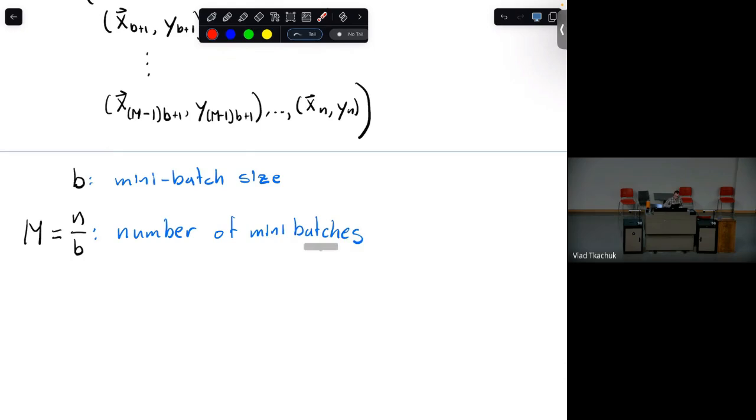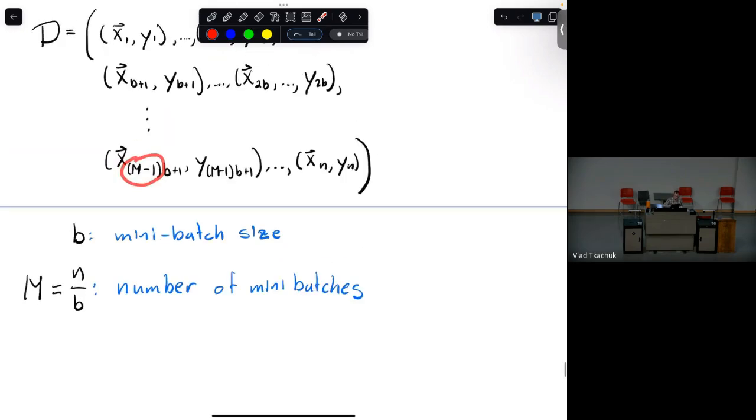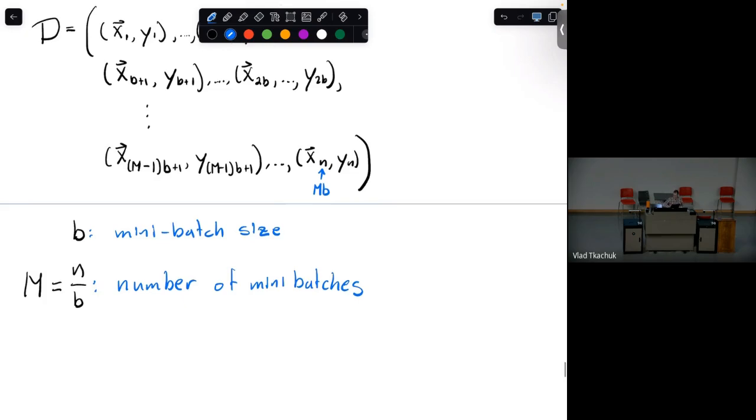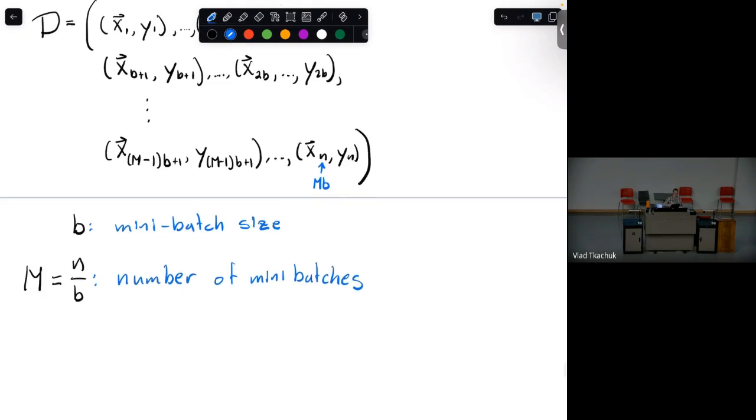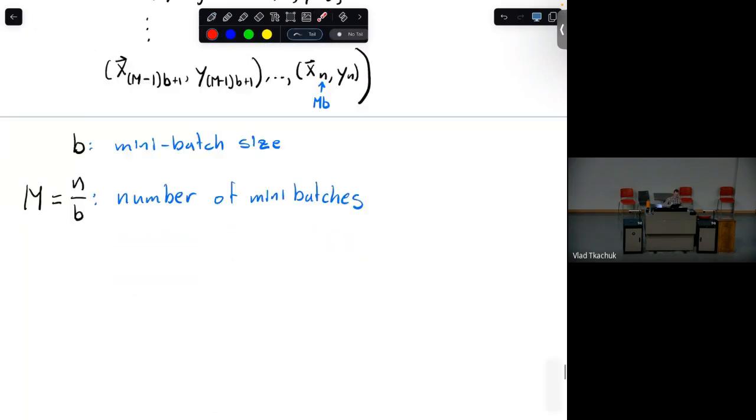And here you can see we had m minus 1. So what's n? Well, n is b times m. That should make sense. Here we were at m minus 1 times b, so the next one is the same as m times b, so it'd be one full batch at the end as well. Okay, so for now, we've assumed that n over b is divisible and gives you an integer. And we're going to fix that in one moment.